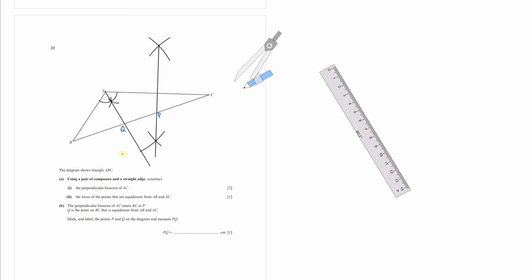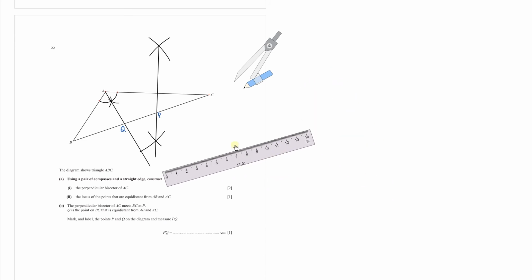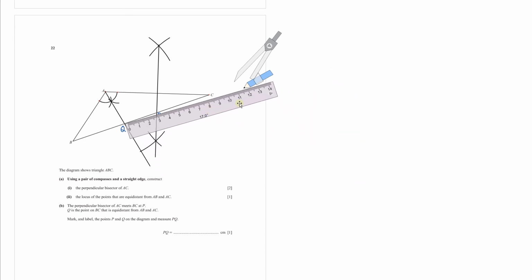Mark and label points P and Q. We have already done that on the diagram, and measure the length PQ. So we can measure this length here between P and Q. So if I place it here, let me first align it with this line, and then we can measure this length PQ. It's almost 3.2 centimeters or 3.1. I'll say 3.2 centimeters. So PQ here is 3.2 centimeters.